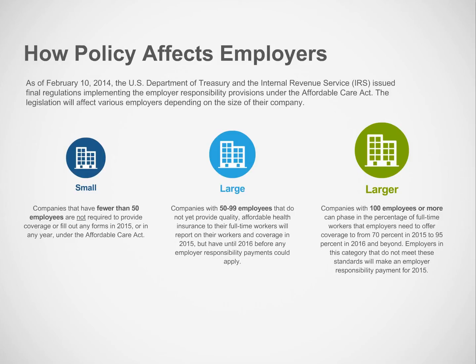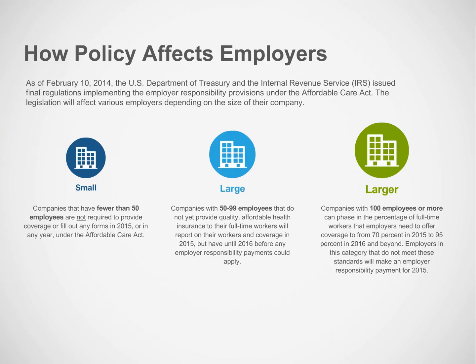The Affordable Care Act will affect employers differently depending on the size of the company. Small companies which have less than 50 employees are not required to provide coverage and do not have to complete ACA forms. Large companies, those with 50 to 99 employees that aren't currently providing insurance to their full-time workers, are required to report on their workers and the current coverage in 2015. Employers in this category have until 2016 before any employer responsibility payments would apply.